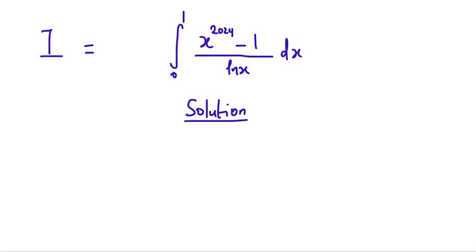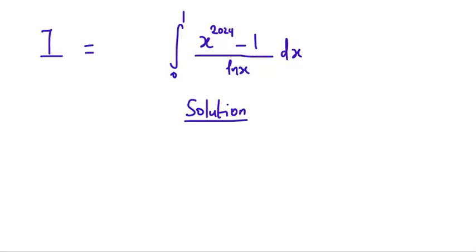Today we have another interesting integral from MIT Integration B. The integral from 0 to 1 of (x^2024 - 1) divided by ln(x) dx. So in this video, I'm going to make use of the Feynman technique. Okay? Now let us start by defining a function.